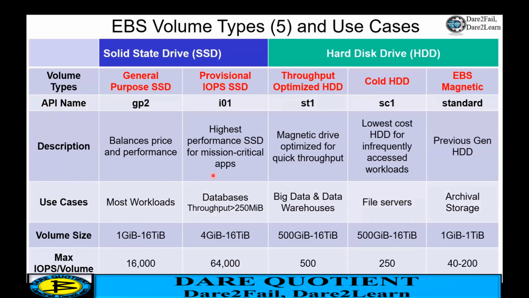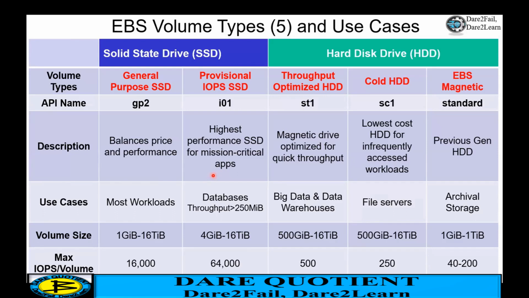Looking at the different types of EBS volumes, we have 5 types of EBS volumes. We have the 2 main types, which are the solid state and the hard disk drive. Under the solid state, we have the general purpose SSD and the provisioned IOPS SSD. Under the hard disk drive, we have the throughput optimized and the cold HDD, or hard disk drive. And lastly, we have the EBS magnetic HDD.